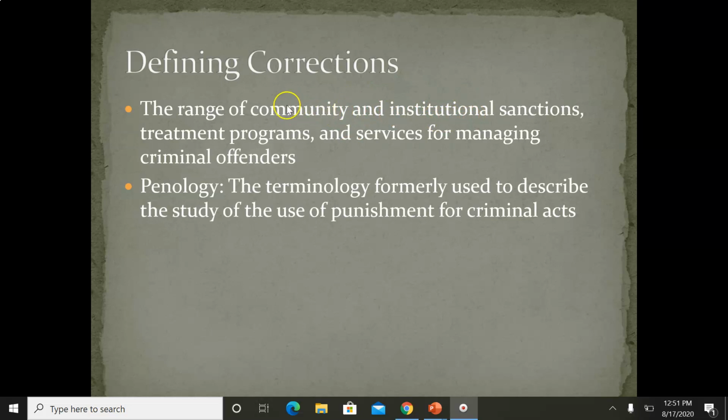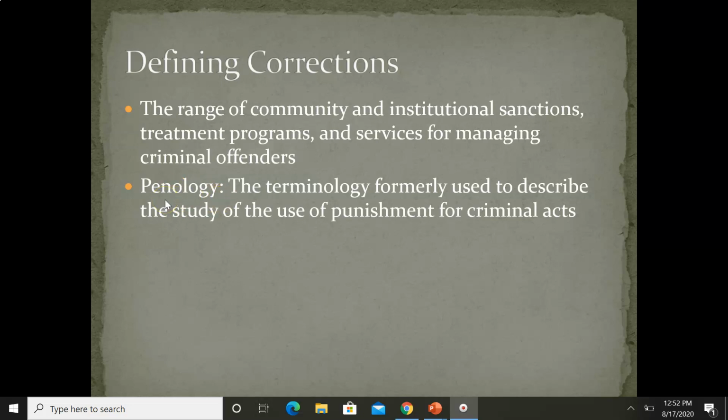So community corrections means people under the supervision of probation, parole, some sort of a correctional officer in the community, versus institutional corrections. With institutional corrections, we're talking about people who are actually in custody: prison, jail, juvenile hall, those types of facilities. Okay? So the goal is to treat them and manage the criminal offenders.